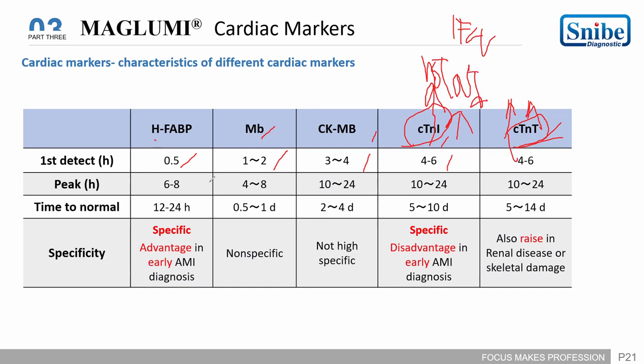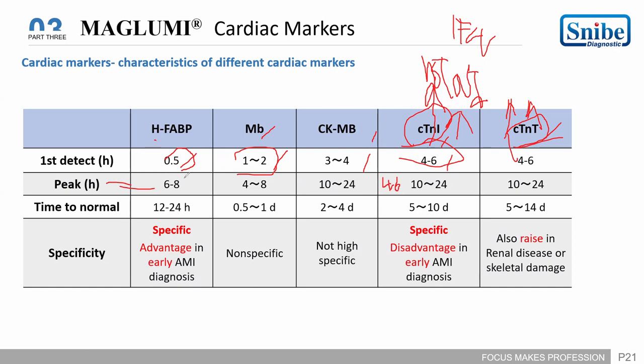So the best is that the peak level for the high sensitive troponin I is between 4 to 6 hours. You can rule in and rule out the myocardial infarction of the patient. So here you can see that the first detection is good in HFAB, and then myoglobin with the cardiac troponin I, which is high sensitivity, is recommended right now. So the peak level will be acquired for these cardiac markers between 6 to 8 hours, 4 to 8 hours, and then it goes on.